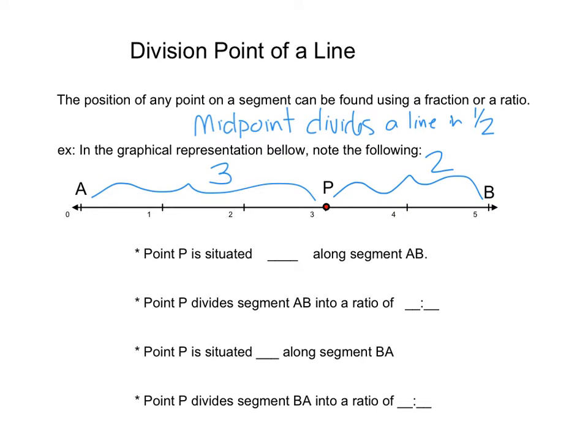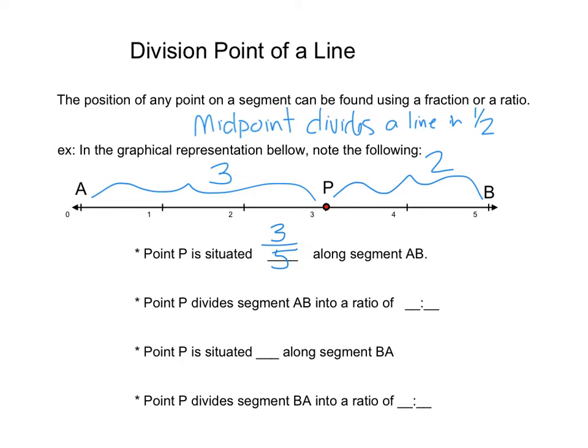What is the fraction that point P divides this line into? Well, it has 3 parts out of a whole. How many parts do we have altogether? Well, we have 3 parts out of the whole, which is 3 plus 2 parts, so that's 5. So the fraction that P divides the line in is 3 parts out of a total of 5 parts. So point P is situated 3/5 along segment AB.